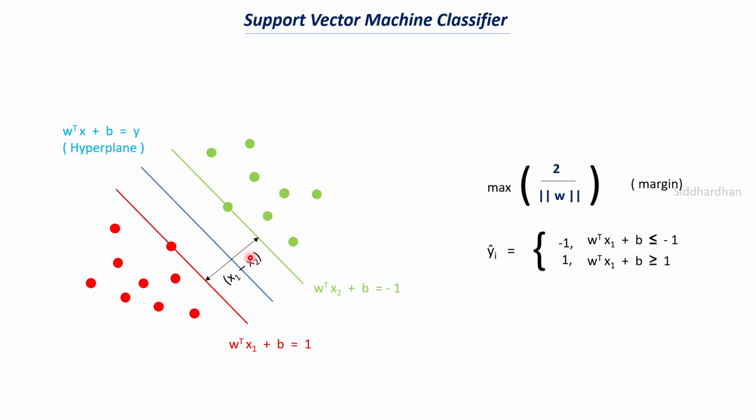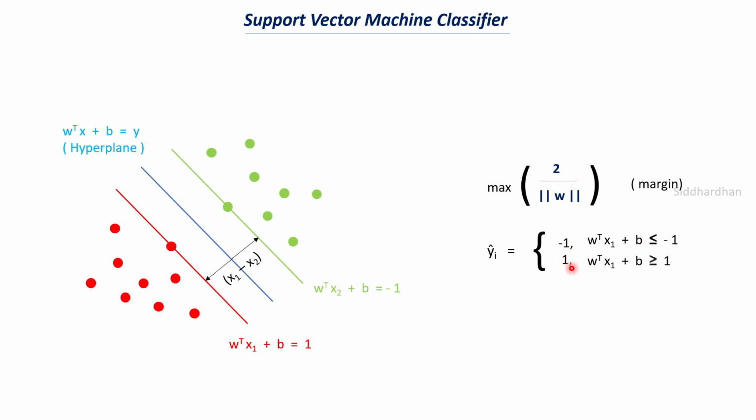When you have a larger margin, the data are clearly separable. So that's the reason, and this margin should be as great as possible. This y cap is the label predicted by your model. We will give the label as either 1 or minus 1, where if the value you find from w transpose x1 plus b is minus 1, it comes under one group. If it is plus 1, it is in the other group.